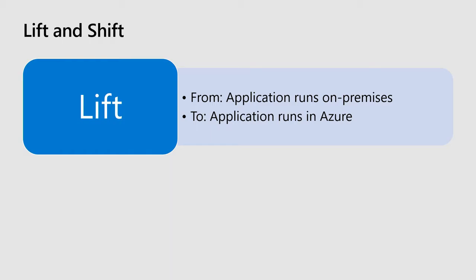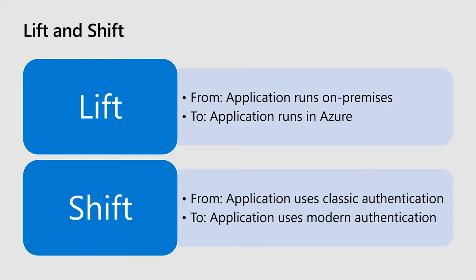Then the next step is the shift part, which is changing that app or maybe replacing that app from a classic or a legacy authentication to a modern authentication. Okay? So that's really simple. What we mean is lift and shift. Lift, get it off of your on-prem. Reduce your servers, reduce your on-prem infrastructure. Use Azure Compute to help you with that.